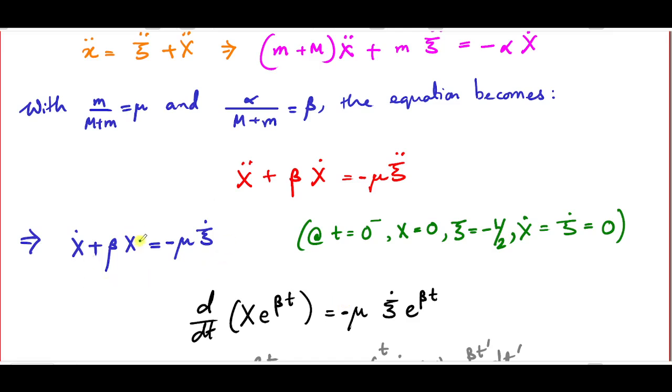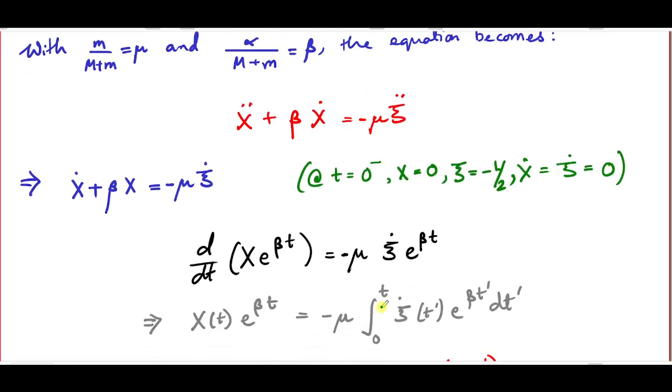If you have any experience with the theory of first order differential equations, you would realize that this equation, especially the left-hand side, has an integrating factor. A factor by which you can multiply this equation, of course on both sides, so that the left-hand side becomes a derivative in t. If you multiply both sides by e to the beta t, the left-hand side simply would become d/dt of capital X e to the beta t, and of course the right-hand side has to be multiplied by e to the beta t as well.